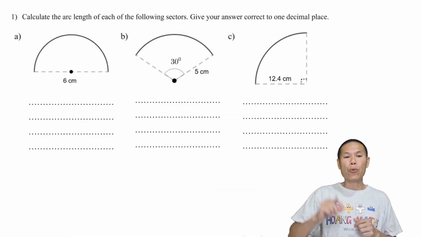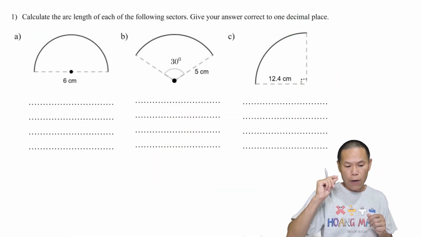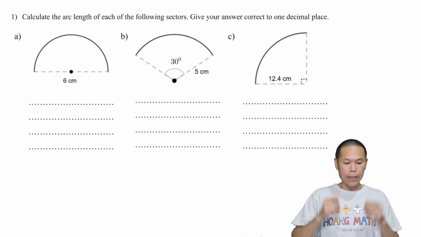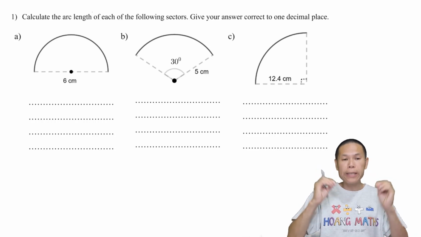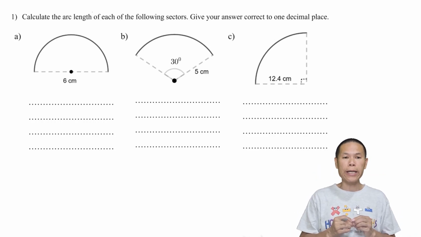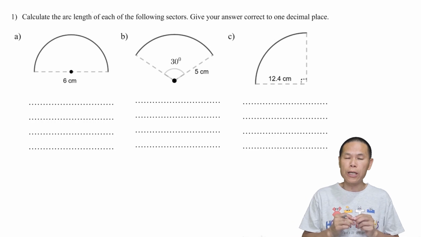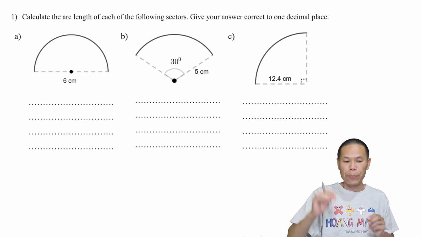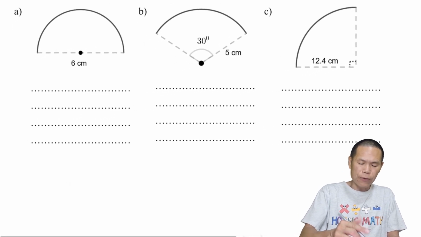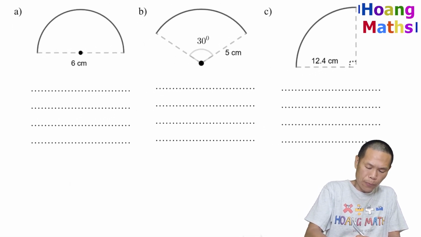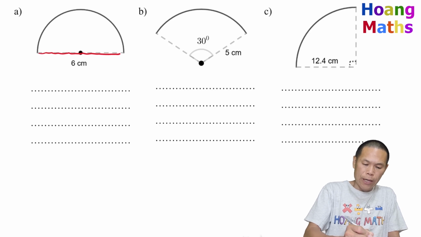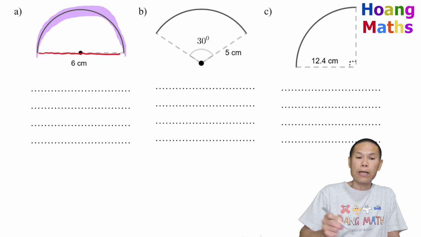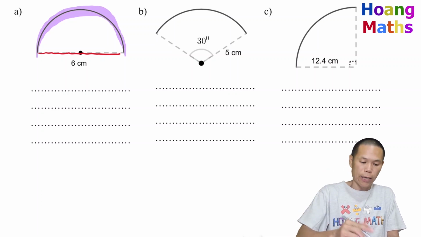First one. We need to calculate the length of the arc of its sector. Part A. It is a semicircle, half of a circle if you like. We know that the circumference of a circle is pi d or 2 pi r. So part A is half of a circle. This is the diameter, and we need to calculate this arc length here. So the circumference of a circle, half of it. Keep that in mind.